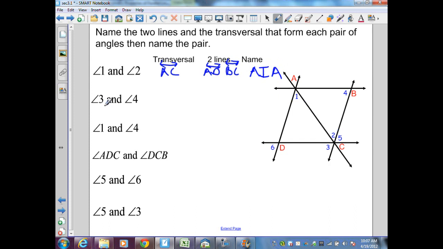Our next pair of angles, 3 and 4. We first have to identify the transversal, the line that helps form both of them, and also the line that intersects my other 2 lines. The line that helps form both of them is line BC. And we have to identify 2 other lines that help form 3 and 4. That would be line DC and AB.